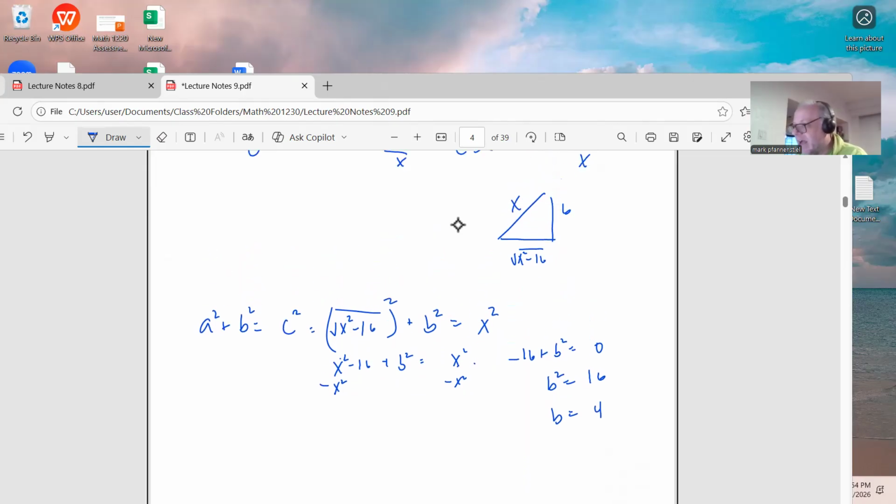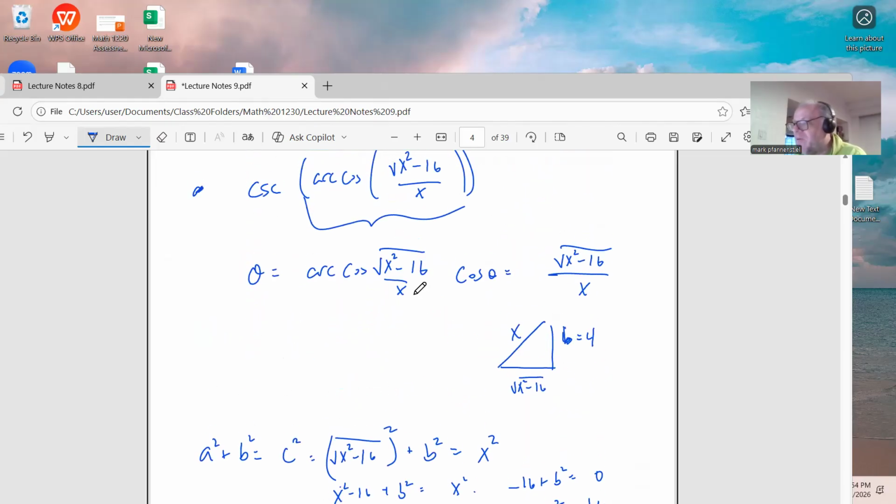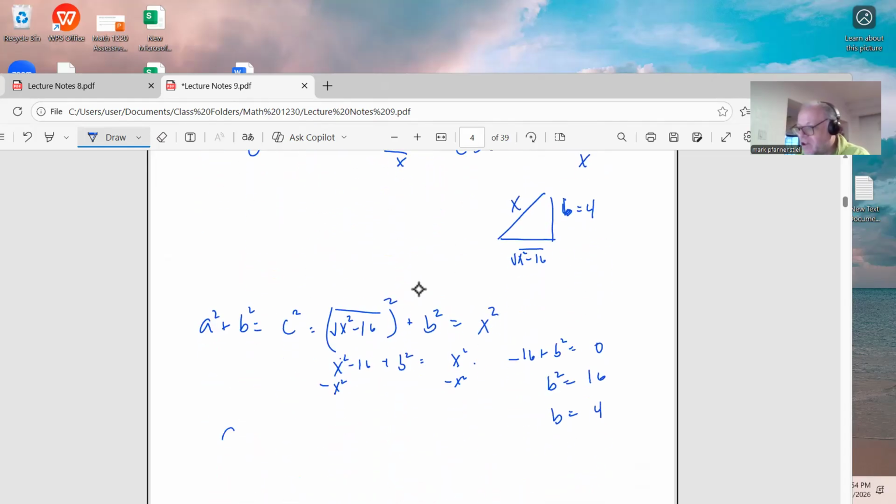So I go back to my triangle, and instead of b, we say this is 4. Now, what did I want? I wanted the cosecant of this. The cosecant of this theta is equal to, well, cosecant is 1 over sine. Sine is opposite over hypotenuse. This is hypotenuse over opposite.